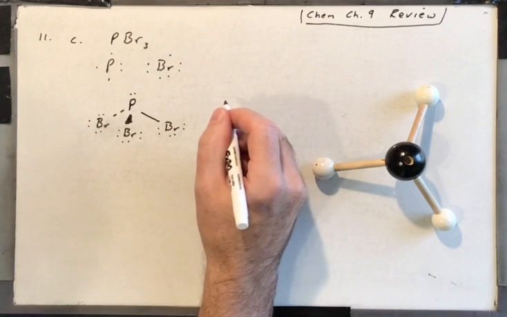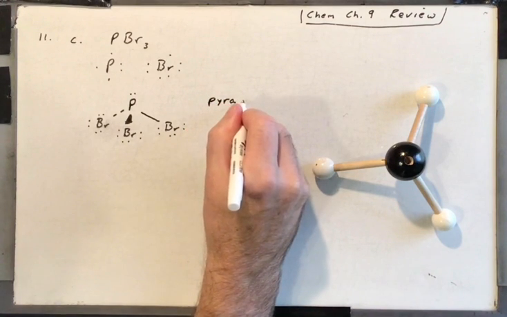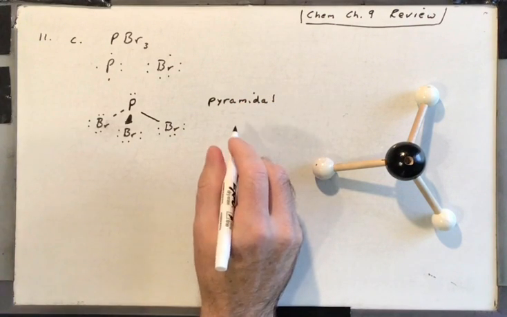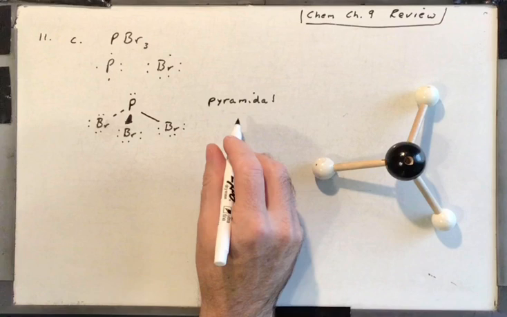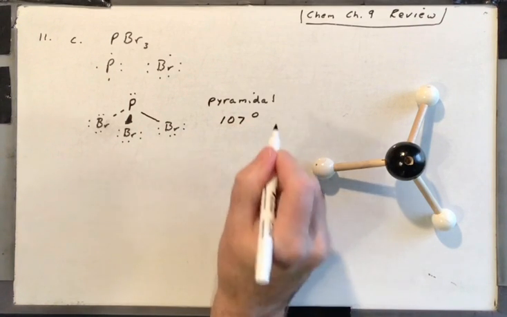All right, and this, of course, we call pyramidal. You got to write that down, pyramidal. What's the bond angle? Can you remember? Pyramidal? 107.